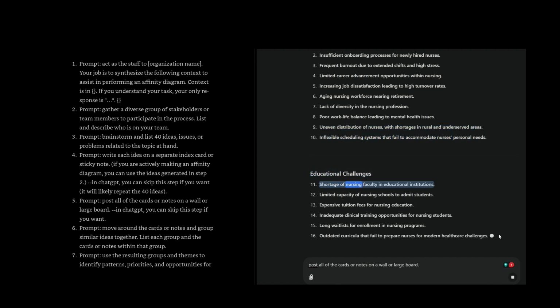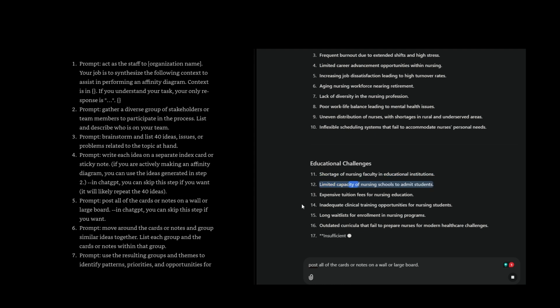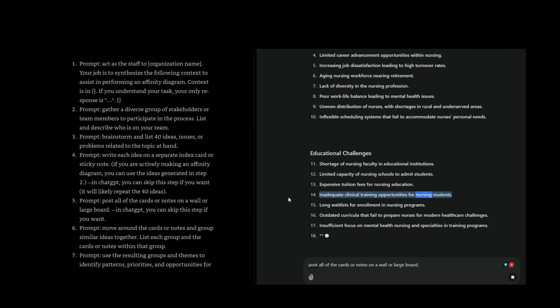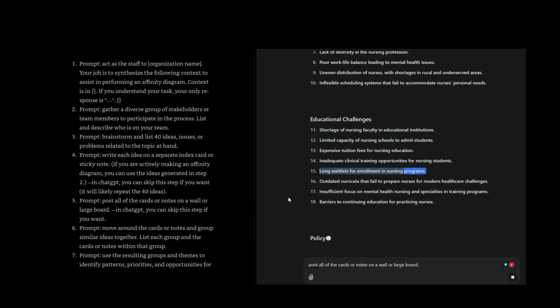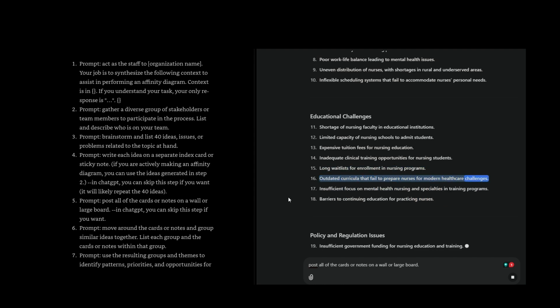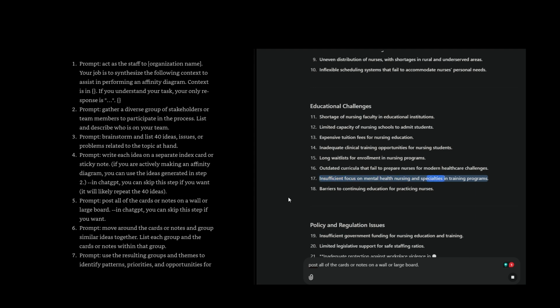Educational challenges: shortage of nursing faculty in educational institutions, limited capacity of nursing schools to admit students, expensive tuition fees for nursing education, inadequate clinical training opportunities for nursing students, long wait list for enrollment in nursing programs, outdated curricula that fail to prepare nurses for modern healthcare challenges, insufficient focus on mental health nursing and specialties and training programs.